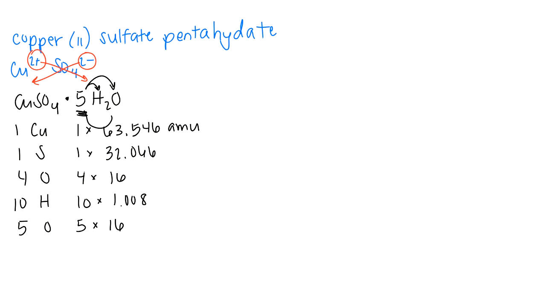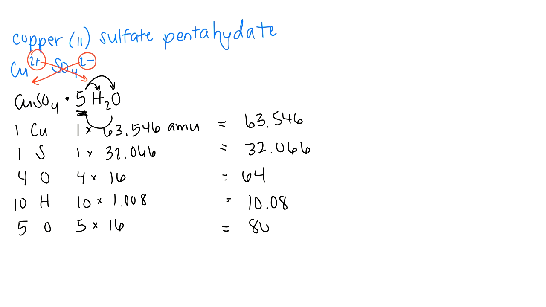So we do that math. So this is 63.546. 1 times 32.066 is 32.066. 4 times 16 is 64. 10 times 1.008 is 10.08. And 5 times 16 is 80. And so then we add these all together.